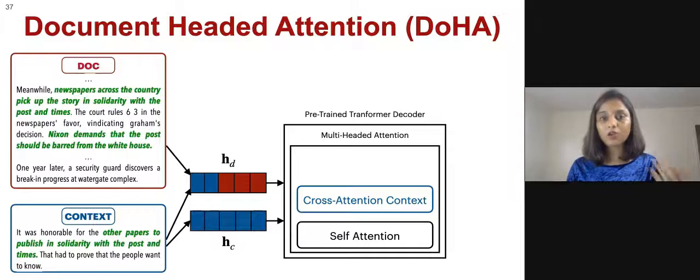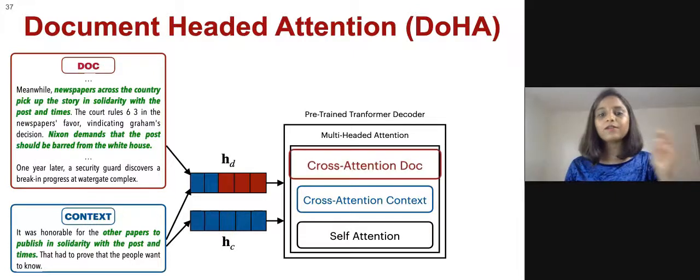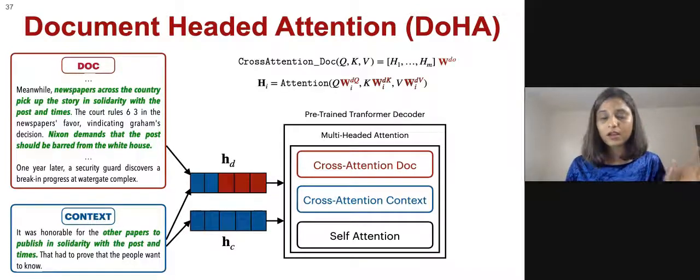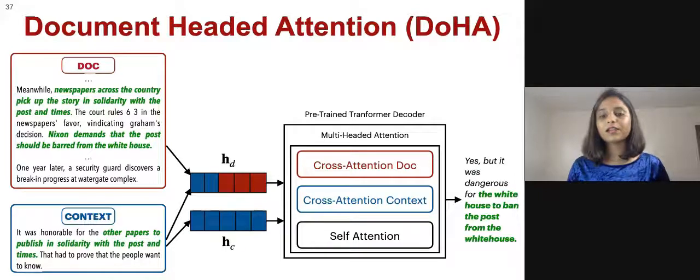And the second is cross-attention, that is the attention it pays to the source side embeddings. And we introduce a third multi-headed attention, which is cross-attention document. The goal of this multi-headed attention is to pay attention only to the information in the document. Now, the parameters that are marked in red pay attention specifically to the representation HD, or the information in the document, to generate this response. And as we see here, the parts that are marked in green are exactly the parts of the document that we wanted the model to focus on.